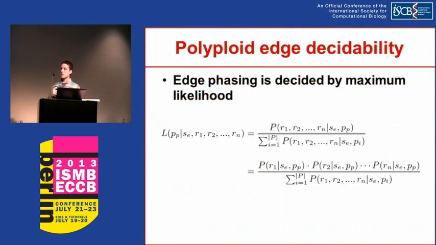So we have a combinatorial algorithm to decide what phasing is the best between two variants. We also have a likelihood model where we want to compute the likelihood of a particular phasing for an edge, given a model for sequencing errors in reads, and the set of reads that overlap those two variants. And we can compute this rather easily.